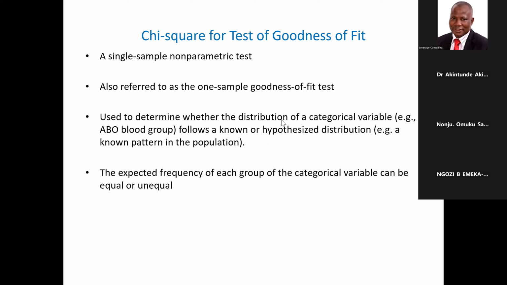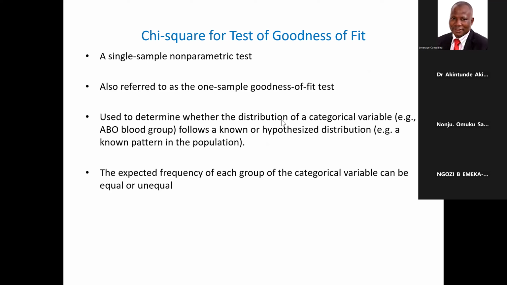So you want to test. You want to know whether your own distribution fits into what is known in the population. That's what we call the goodness of fit test. You want to know if a particular distribution fits into a theoretical or hypothesized one. Theoretical just means the one that has been known, with no variation. That is what operates in the community.